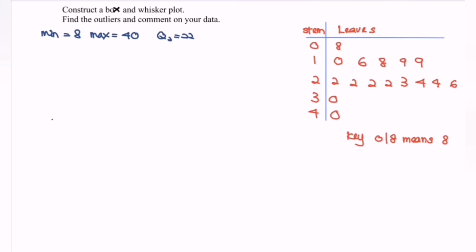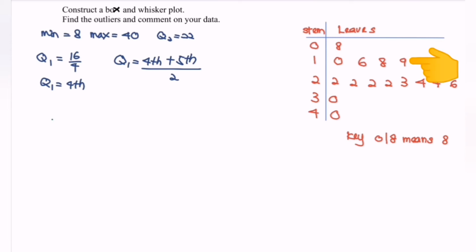Next, refer to the first quartile, where we have 16 over 4. So Q1 will be equal to the fourth term. By referring to the value 4, it is an integer. So the formula for the first quartile will be the fourth term plus the fifth term divided by 2. By referring to the stem plot display, the fourth term is 18 plus the 19. So the value for the first quartile will be 18 plus 19 divided by 2. So the first quartile will be 18.5.